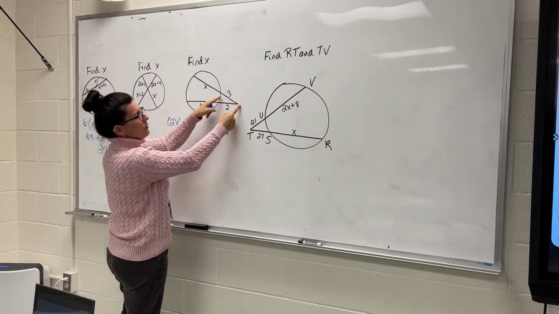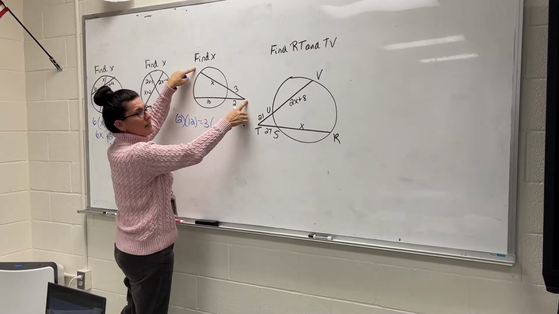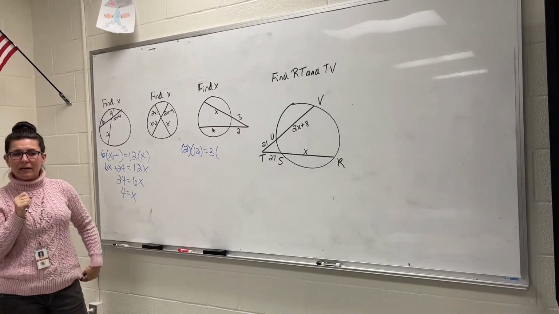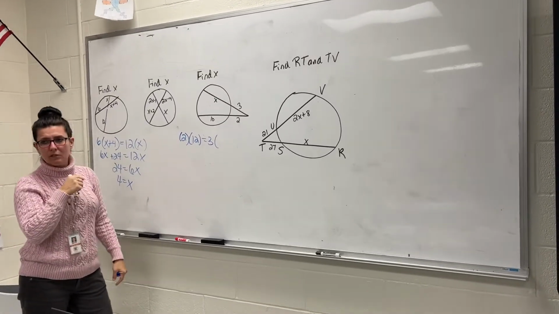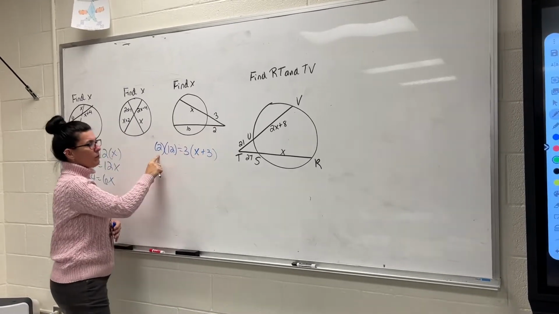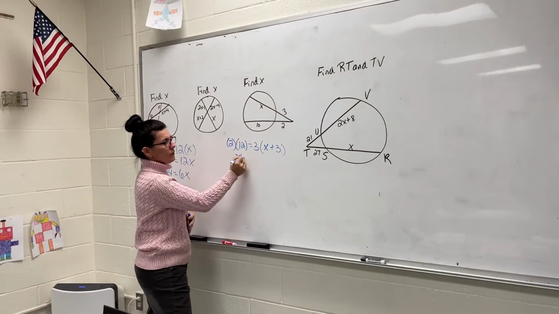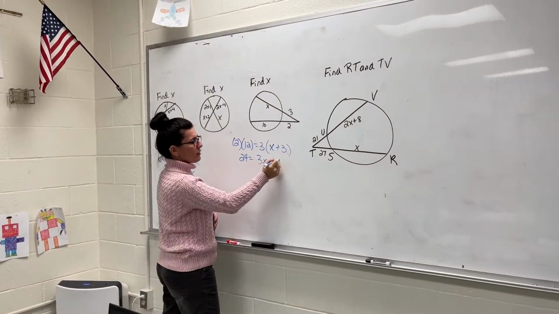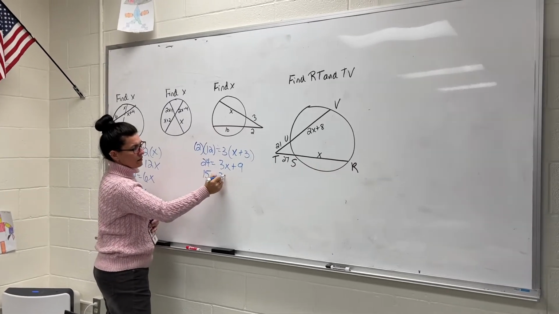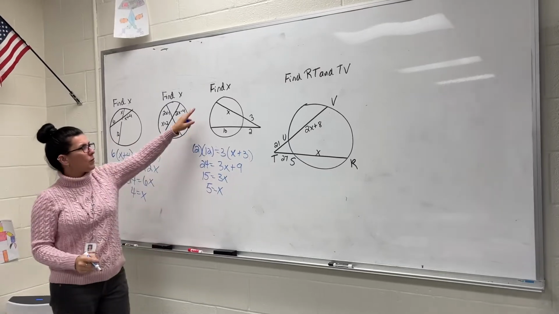This direction, the outside part is 3. The entire length is x plus 3. Please don't say that's 3x. You're adding. That goes back to chapter 1 stuff, segment addition postulate. So this is x plus 3. So again, part times whole, part times whole. This side we get 24. This side we get 3x plus 9. Subtract 9 and divide by 3. We get x is 5, and that's what we're asked to find.